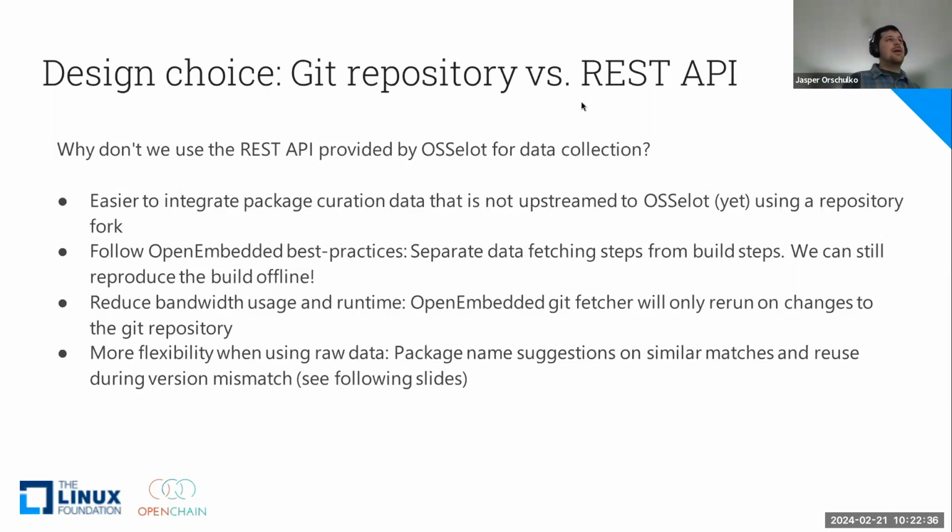Additionally, there's quite a lot of logic in the OpenEmbedded Git fetcher. For example, it would only refetch data, rerun the Git repository, if it's actually necessary due to changes in the repository, and otherwise it will just reuse the data available. And also the raw data just gives us more flexibility. We can actually give package name suggestions if the package that is looked for isn't found. And we can also reuse other versions if we encounter a version mismatch.